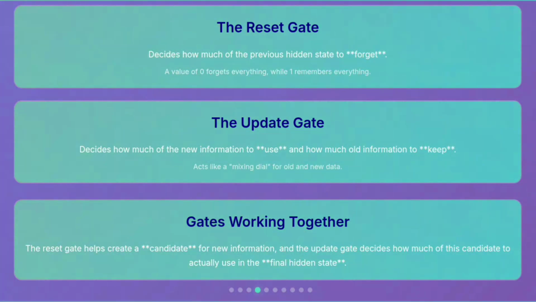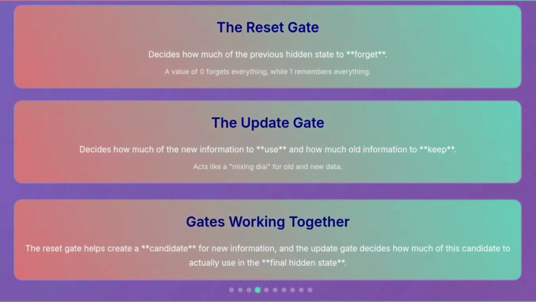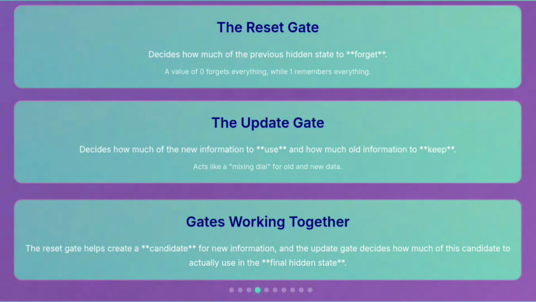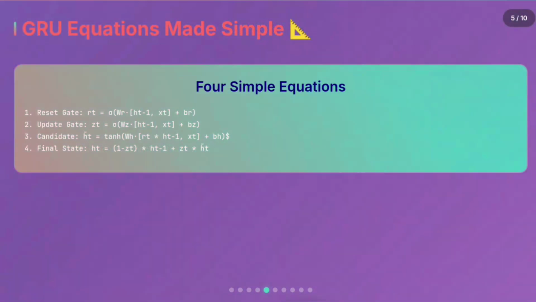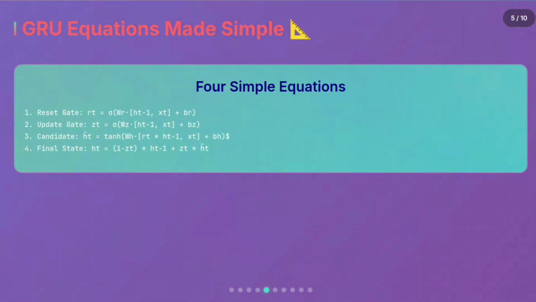Imagine processing the sentence, "The cat sat on the mat. It was comfortable." When processing "it," the reset gate helps focus on recent relevant information, while the update gate decides how much to incorporate the new context about comfort. Don't worry, I'm going to break down these equations in the simplest way possible. No scary math here. Reset gate.